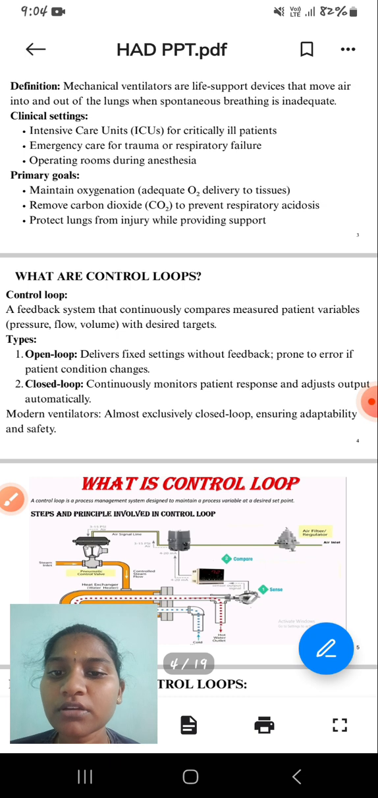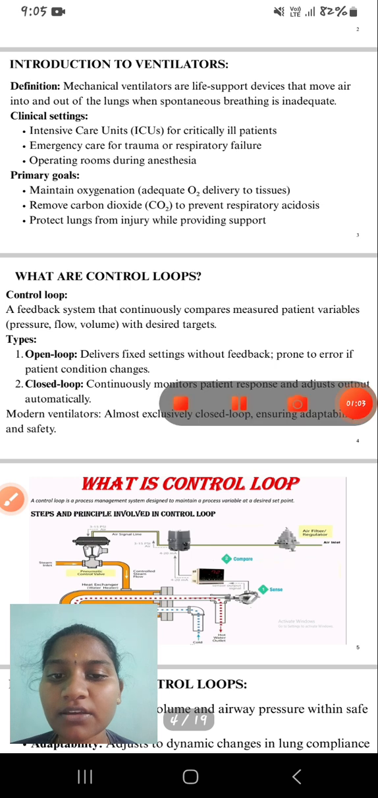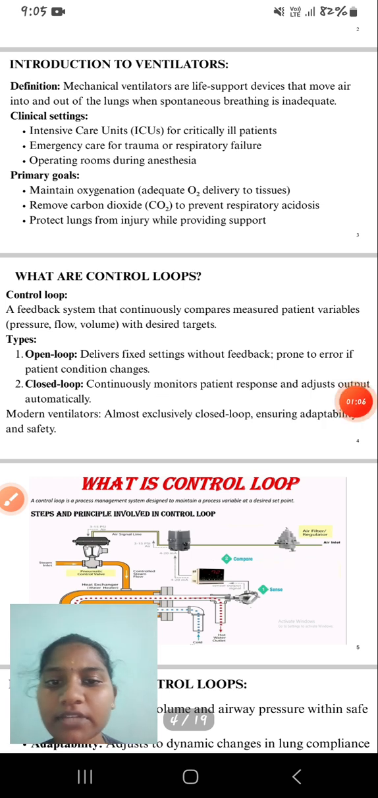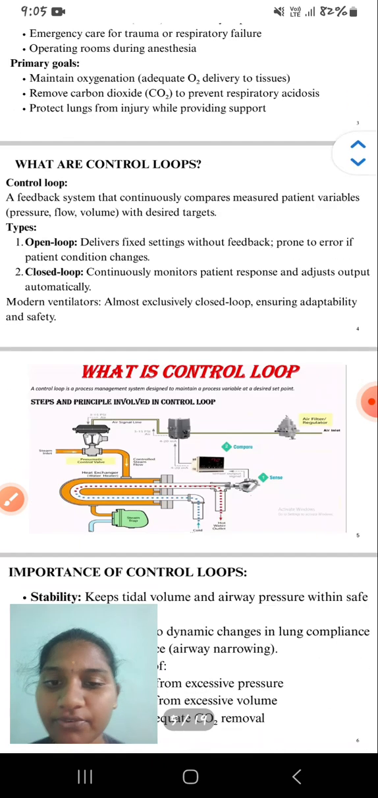Control loop: a feedback system that continuously compares measured patient variables, pressure, flow, volume, with a desired target. Types: open loop delivers a fixed setting without feedback, and is prone to error if patient condition changes. Closed loop continuously monitors patient response and adjusts output automatically. Modern ventilators are almost exclusively closed loop, ensuring adaptability and safety.